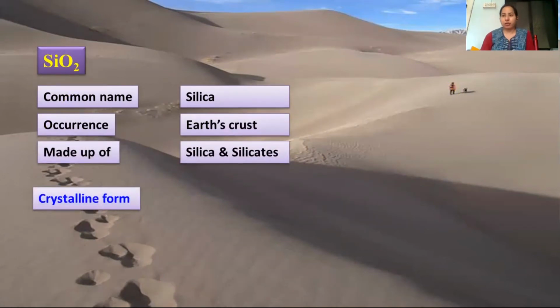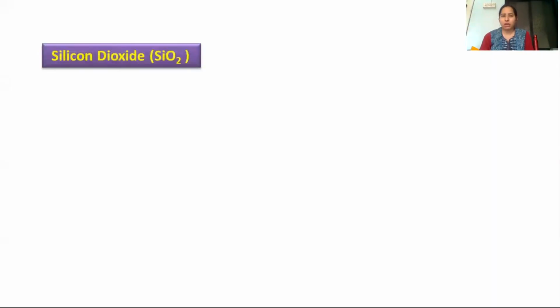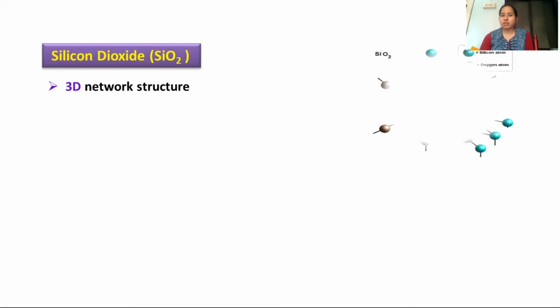The crystalline forms of silica, if you all remember, are quartz, cristobalite, and tridymite. So you can put the heading as important structures of group 14, silica, present in the Earth's crust. Crystalline forms we have are quartz, cristobalite, and tridymite. Moving to the structure of silica, SiO2, silicon dioxide, we say it has a 3D network-like structure. The structure is almost similar to what you studied for diamond.